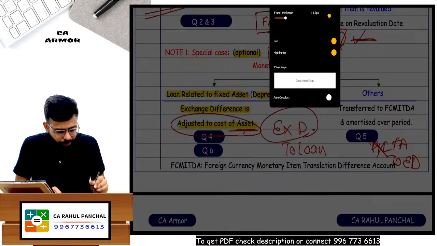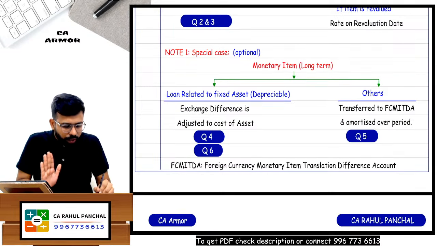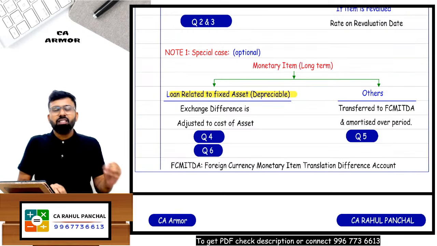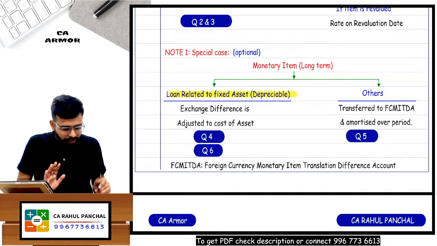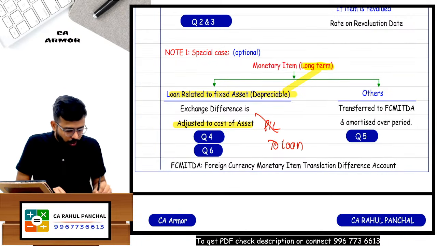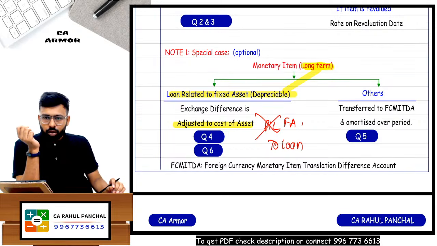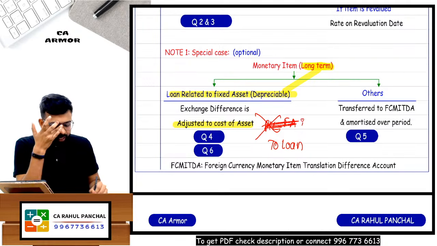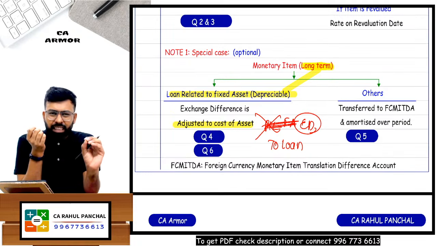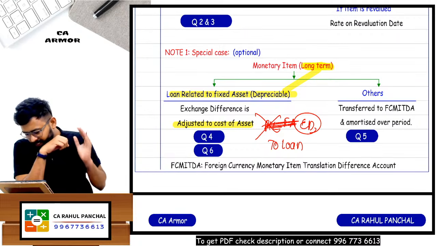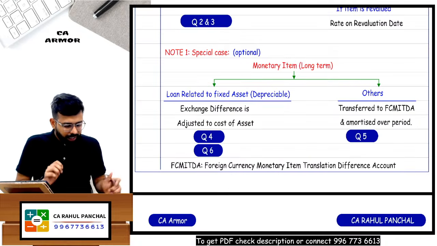Please understand, it is a little bit complicated, but try to understand this. You can just understand if the asset is depreciable. For this, if the loan taken is a long-term loan, then in that case you can adjust. Instead of writing P&L account debit to loan account, you have the option: instead of P&L you can write fixed asset. Okay, exchange difference you can adjust there. Instead of adjusting it to the P&L account, we can adjust it in the fixed asset. Let us do the questions, you will understand more. That is a better idea.